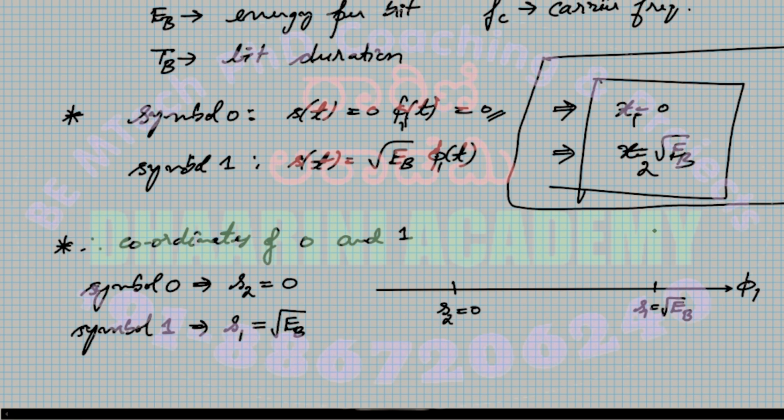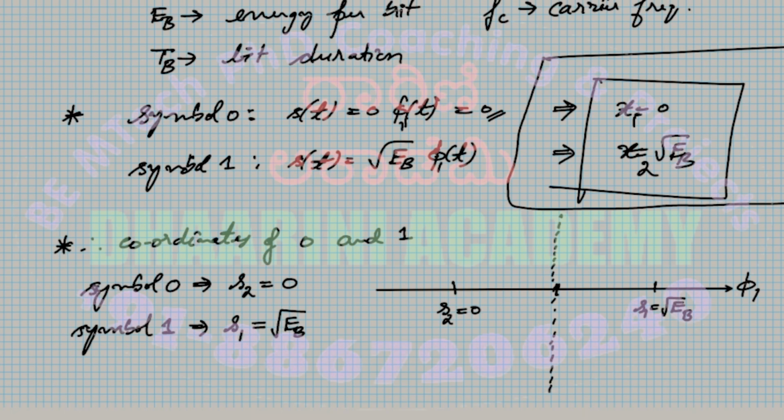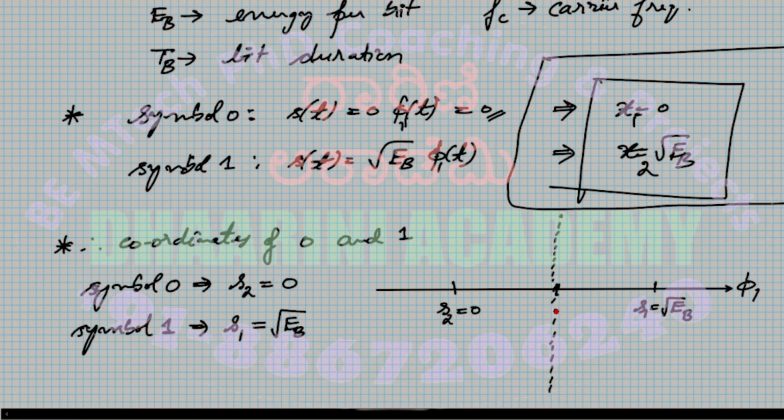Okay, now what is the use of this? Why do you want to write like this? The answer is, it is easier to decide how to design a receiver by using this kind of diagram. I'll tell you the answer now. Let me say somewhere at the middle, I'll draw a point. If this is 0 and this is EB, what will be the midpoint? Midpoint should be root EB by 2, correct? So draw a vertical line at root EB by 2. This is where I write the midpoint between the two points.